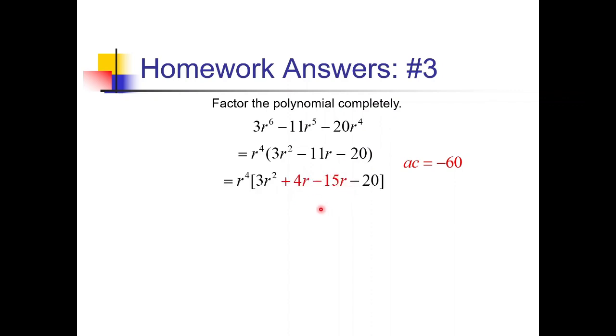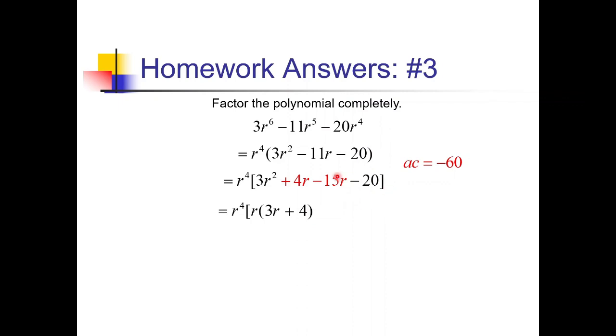And now that I've done that and split this up into 4 terms in here, I can use factoring by grouping to go the rest of the way. So I've got the r to the fourth that I initially took out. I can't lose that because that's part of my factorization. But now the first 2 terms in here, using my factoring by grouping technique, I can take out an r from both of those. So that leaves us with 3r plus 4.